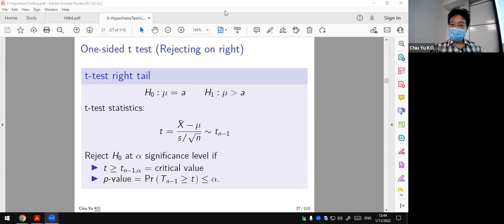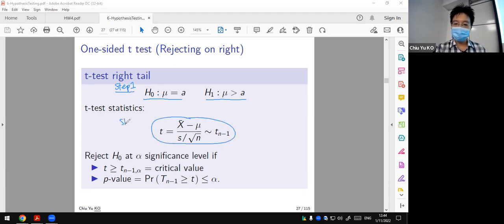So the question again is, this is our step 1, right? We write down our hypothesis. And step 2, we construct the test statistic. And step 3 will be make our decision. So that will be the 3 steps.